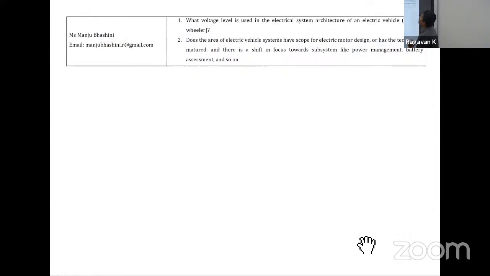Okay, that's the one. So what voltage level is used in the electrical system architecture of an EV for a four-wheeler? Typically, for the low voltage system, you're still in the 14 volt or 12 volt DC bus. For a high voltage system, depending on the motor or the vehicle, Prius has 650 volts right now. They are looking to go to the 800 volts DC bus as well. But the limiting factor tends to be whether or not you want a DC-DC converter and how many cells in series. So that's always the trade-off.